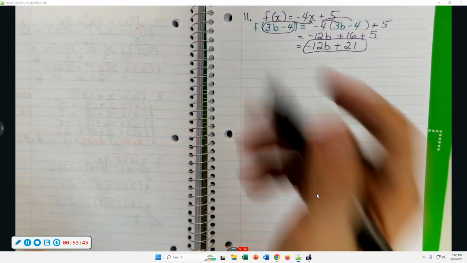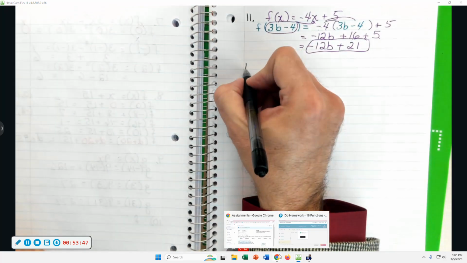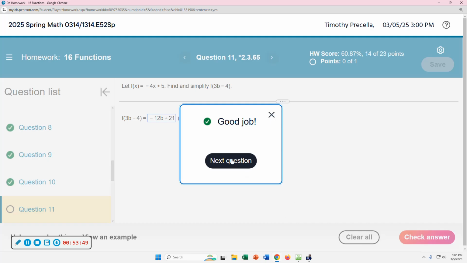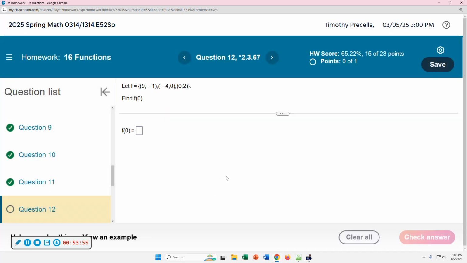Well, look at number 12. It's going to look different. We're not given one of those little equations or formulas to plug into. We're just given a set of ordered pairs. What are those ordered pairs? 9, negative 1. Negative 4, 0. And 0, 2.